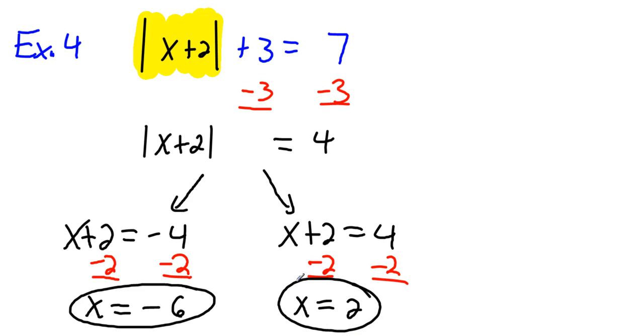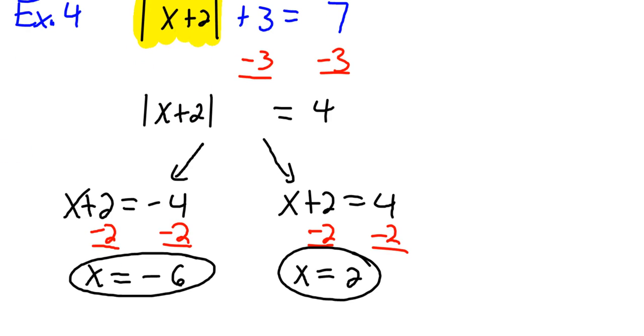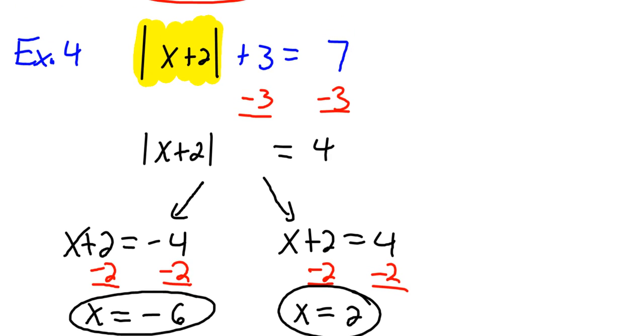So it just depends on where they put the numbers. If there's just an x on the inside, once you separate it, it's just going to be the positive and negative of that one number. If you've got some other things on the inside with that absolute value, then it's going to change things up. So it's not just going to be the plus and minus. You're going to have to move it around just a little bit to get there.